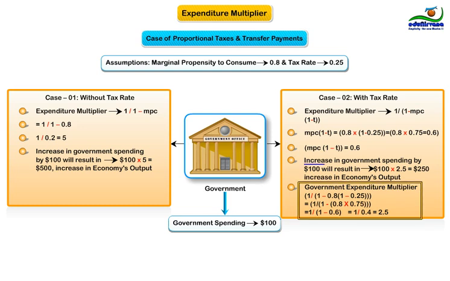So, if government expenditure rises by $100, output will rise by the multiplier times the rise in government expenditure. That is, by $100 × 2.5, which results in $250. This is smaller than the increase in output in the earlier case.